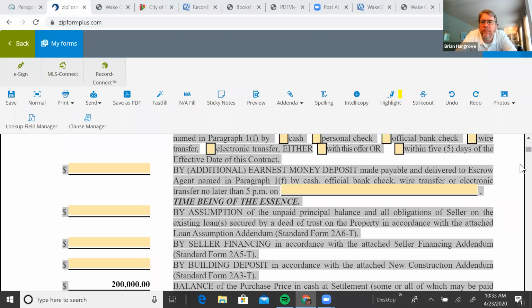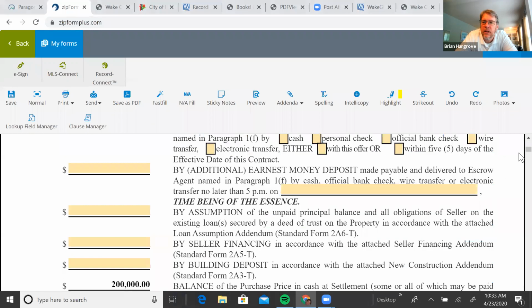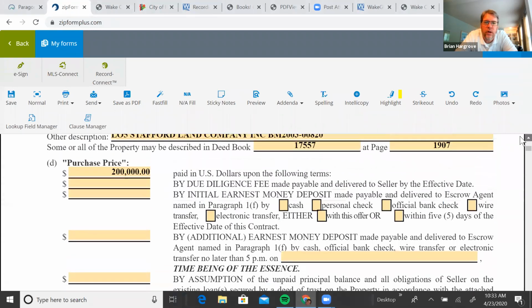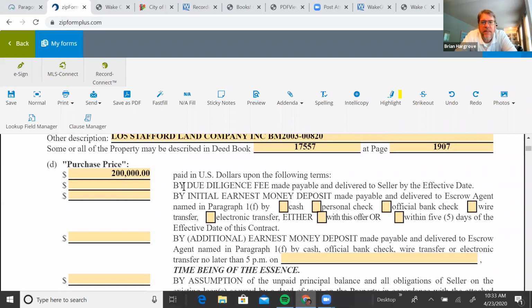All right, cool. So the next thing, as we go down this, right? The top line is your offer price. Now the next line is due diligence fee, made payable and delivered to seller by effective date. So in North Carolina, we have this due diligence period, which is basically the buyer's right to inspect and do investigations on the property. And they can walk away from the contract for any or no reason at all during that period. And the only thing they're going to lose is this due diligence fee.